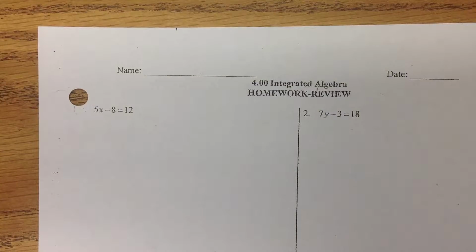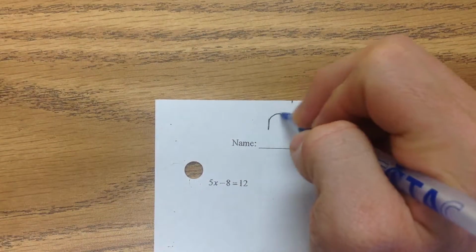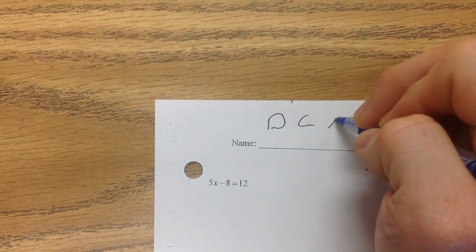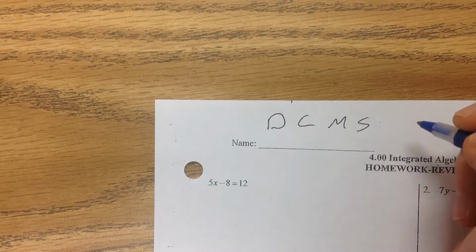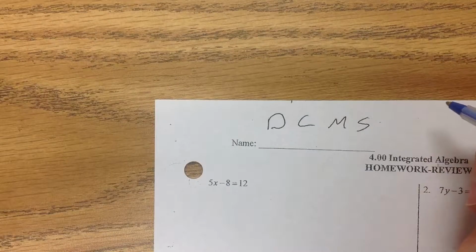Okay, here we are with homework 4.00. This is actually review homework, so it's going to be reviewing solving equations. The one thing that I'm going to recommend when you're doing these is focus on the DCMS process that we talked about. For the shorter ones, it's not a big deal, but for the longer problems, this can help you break them down and see where you have to go.